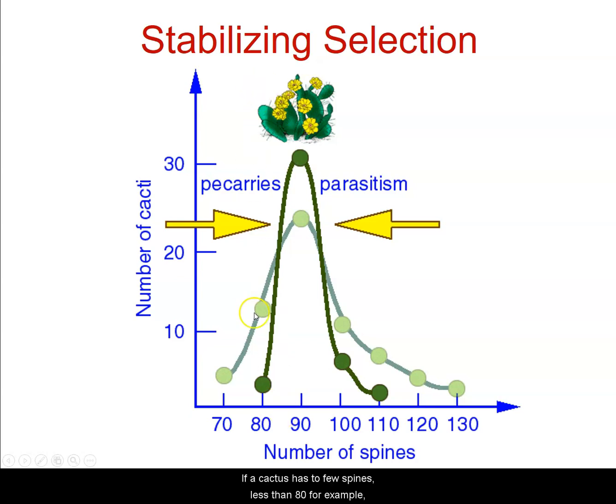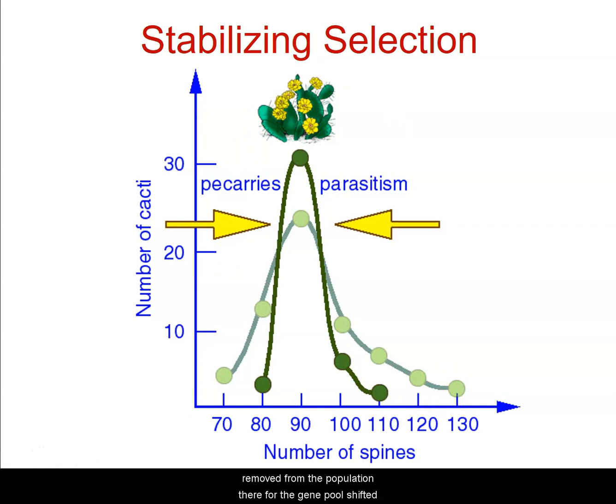If a cactus has too few spines, less than 80, for example, pigs, these peccaries here, would eat them. So you're removing individuals from the population that had very few spines. On the other extreme, too many spines allowed a home for a parasitic insect. So in this case, too few spines meant if you were a cactus, you were likely going to be eaten by a pig. Too many spines meant you were going to be parasitized and killed. So individuals with a lot of spines or too few were removed from the population.